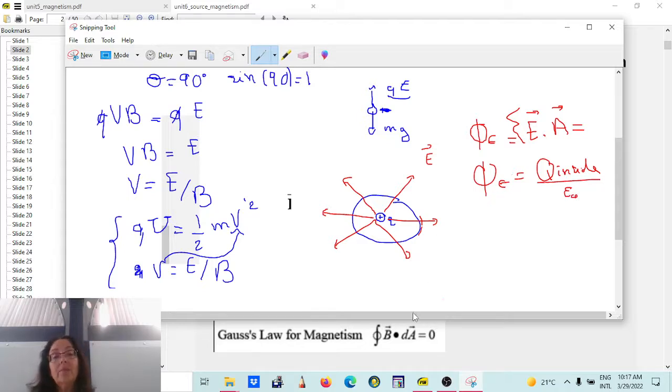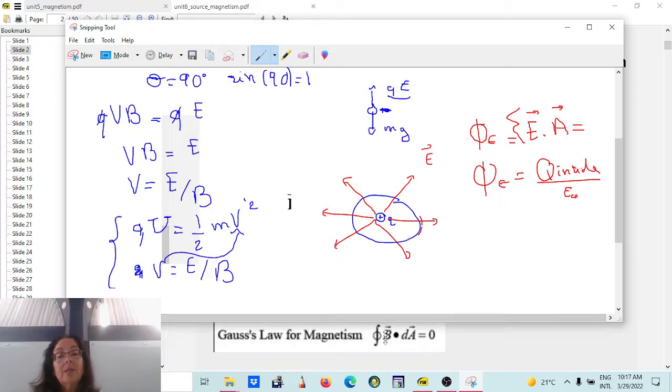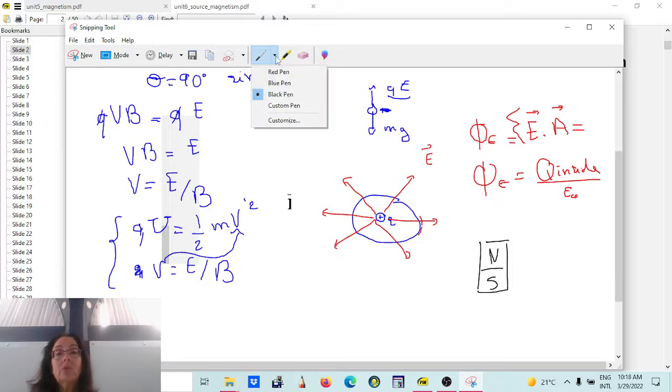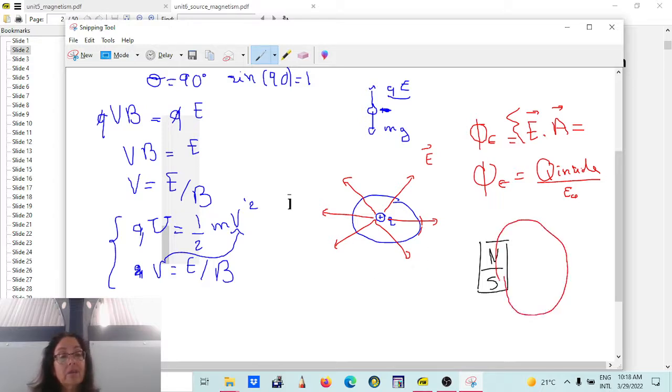We did that at the beginning of the semester. So we can try to do the same thing with magnetism. So I'm going to ask you that. So let's say you have a magnet and it's not moving, and of course you're going to have a magnetic field going around.